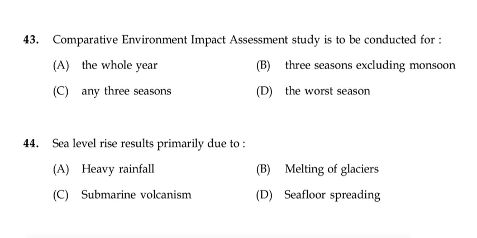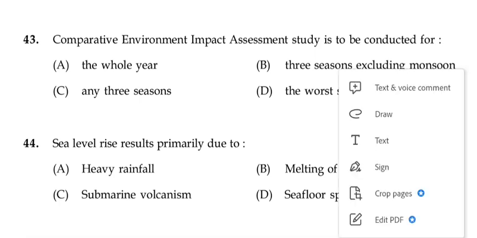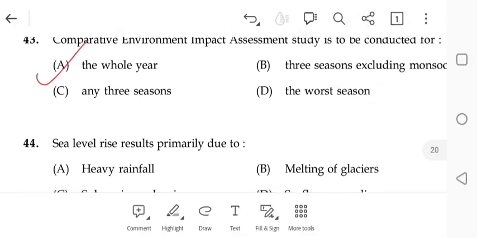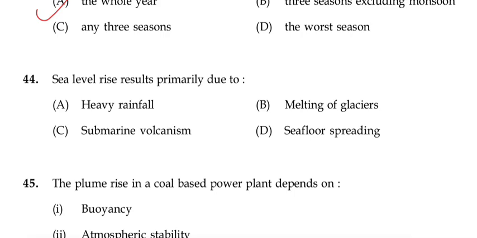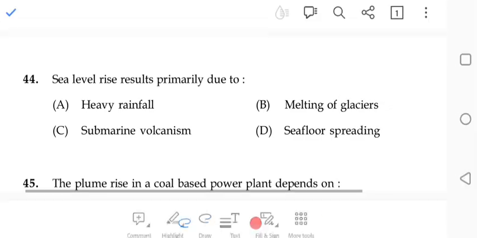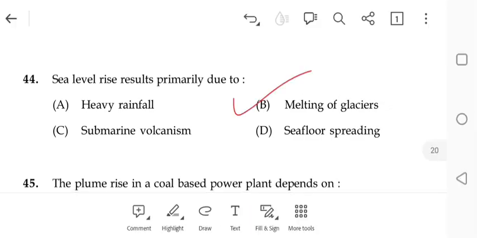43. Comparative environment impact assessment study is to be conducted for what? The whole year, 3 seasons excluding monsoon, any 3 seasons, the worst season. 43. Correct answer will be A, that is the whole year. 44. Sea level rise results primarily due to what? Heavy rainfall, melting of glaciers, submarine volcanism, sea floor spreading. 44. Correct answer will be B, that is melting of glaciers.